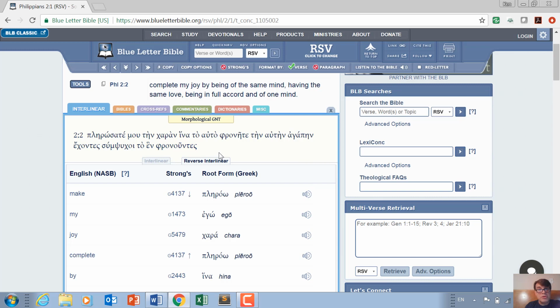I think this is probably result, a hina leading to a result clause. Fulfill my joy in order that, I don't think it's a result. And so I'm expecting a subjunctive of result somewhere. Subjunctive. Yay, subjunctive. Phronete is a subjunctive. How do I know? Well, because the connecting vowel is fried. So the phronete goes with the hina. So te, again, second person plural, usually active.